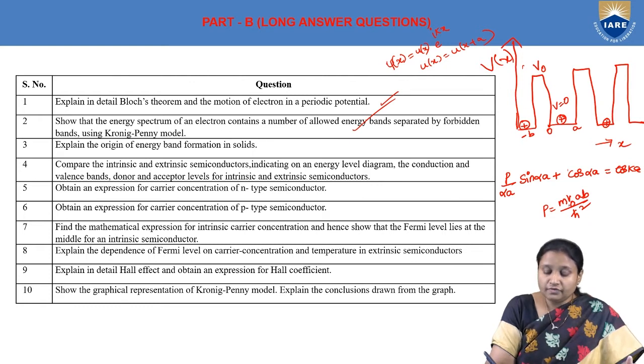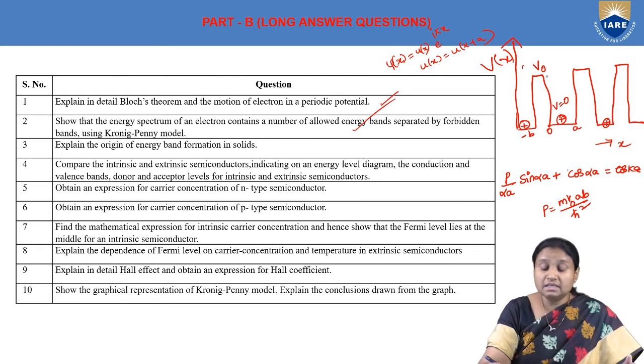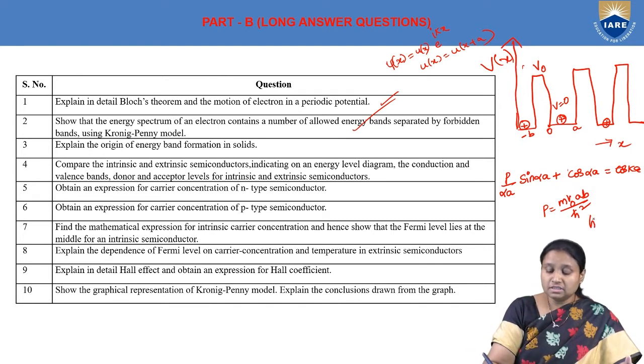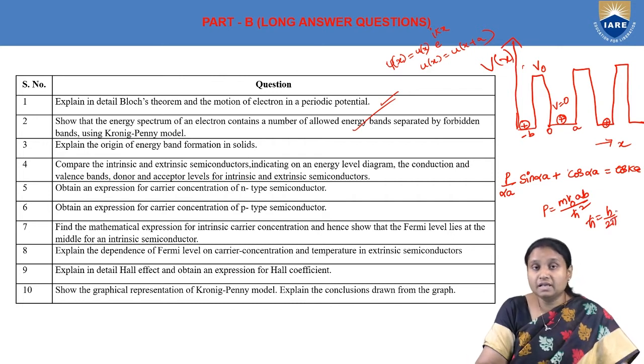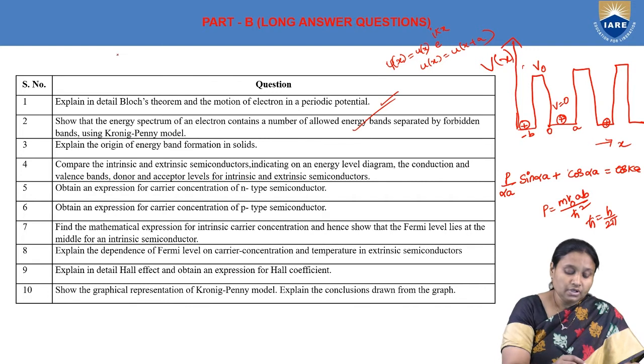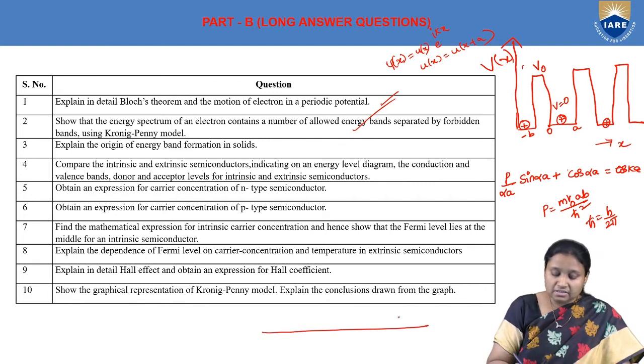m is the mass of the electron, V0 is the height of the potential barrier, a is the width of the potential box, and b is the width of the potential barrier. And h cross is given as h by 2 pi, where h is Planck's constant, whose value is 6.6 into 10 power of minus 34 joule second. So using this equation we are going to plot one curve.